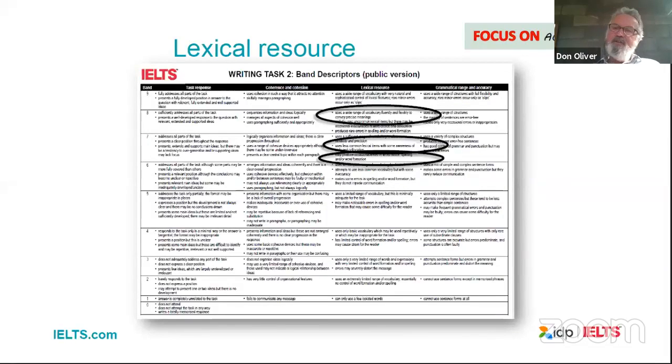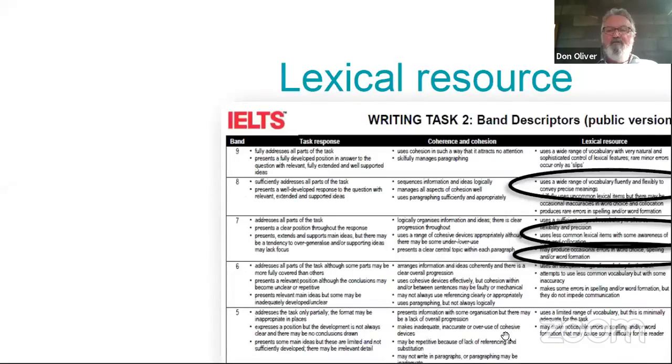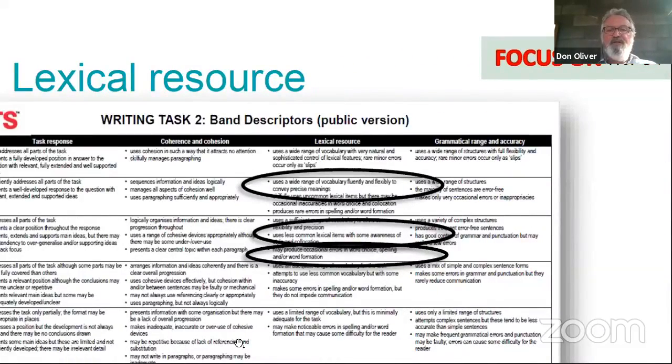So let's look at the third criterion now, and that is lexical resource. And lexical resource is all about using a range of words. Here at band 8, the candidate uses a wide range of vocabulary flexibly to convey precise meaning. In other words, you can write one word that has a slightly different meaning to a similar word, and you're able to use them in an effective way.